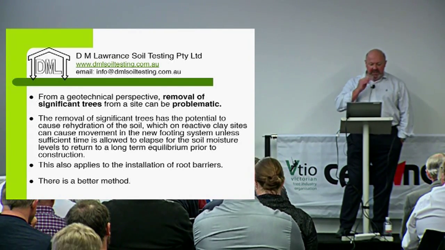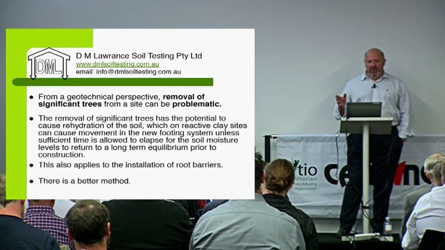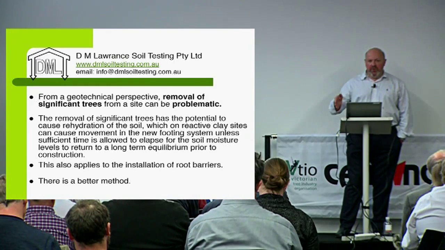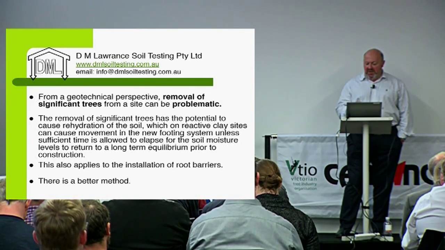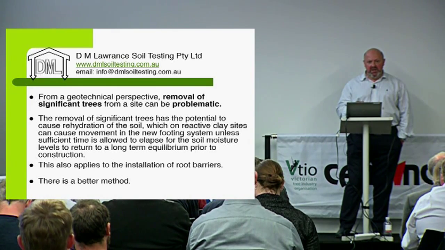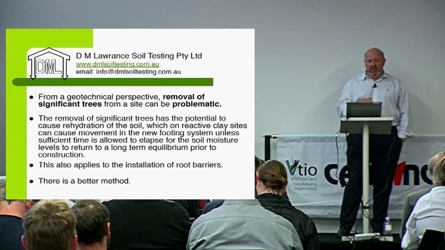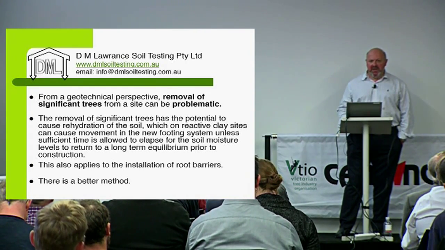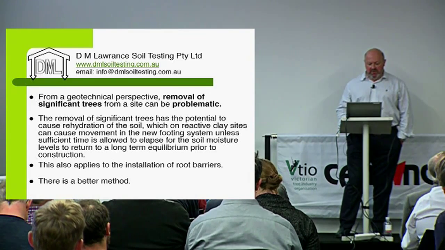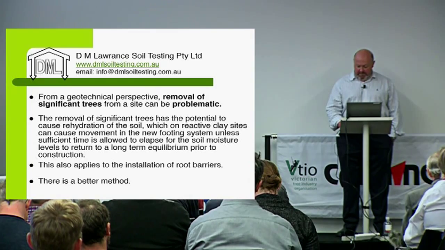Engineers, particularly some lazy geotechs, just do a soil report that says use standard deemed to comply footings, which we spoke about before. Just put a root barrier in, you'll be right, no worries. The problem is, again, the same time delay applies with the root barrier. To be effective, you need to put the root barrier in 6-12 months before you start building to allow the soil to rehydrate before you can use the standard footing. No one has got that amount of time in a building situation to allow the soil moisture levels to return to a long-term equilibrium. But there's a better way.